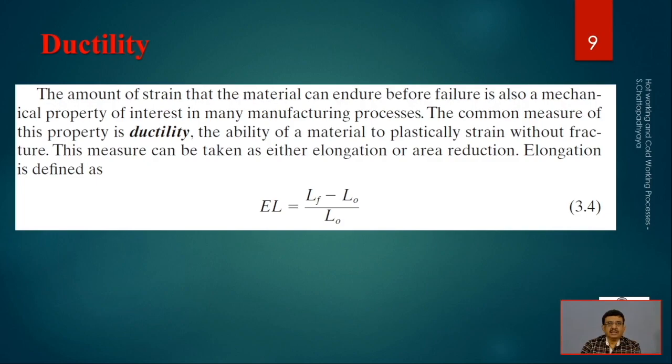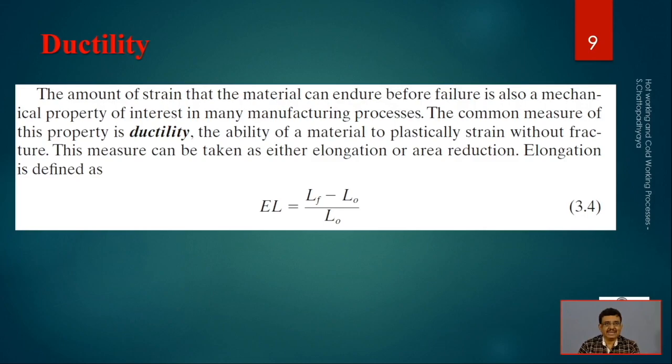And the amount of strain that the material can endure before failure is a mechanical property. What strain it can withstand before failure, we are very much interested about. Why? The reason is, on the basis of that, the metal forming power and deformation will take place. So we are very much interested in what the material can endure before failure. This property is of interest mainly in manufacturing processes, and the common measure of this property, the amount of strain which the metal can endure before failure, is called ductility.